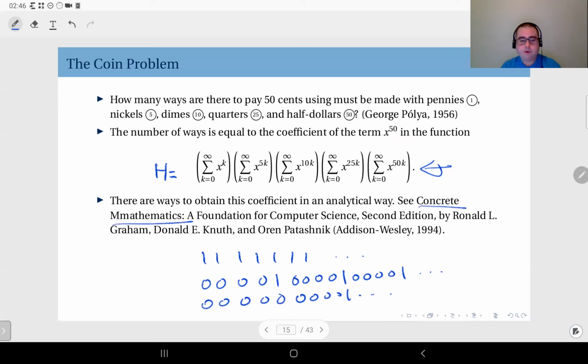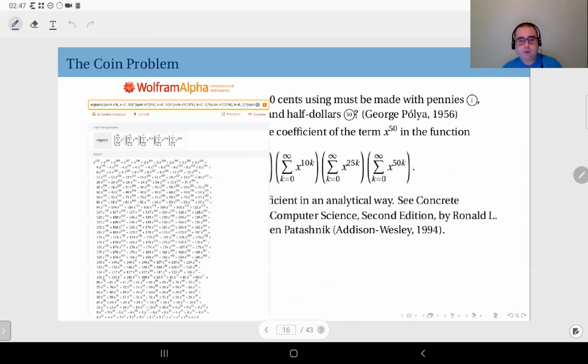look at the book Concrete Mathematics, and there's the explanation of how we can obtain that in a relatively smart way, let's say. It's not very beautiful, or it's not very straightforward, let me just say, but there is a way to obtain this in an analytical way. However, if you have a computer, or an algebraic program like MATLAB, or if you have internet, you can use Wolfram Alpha.